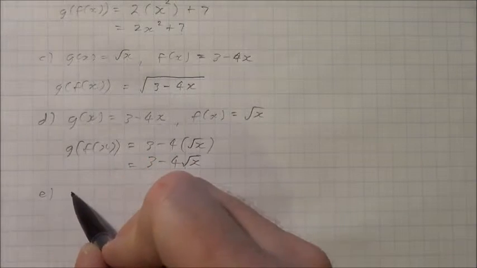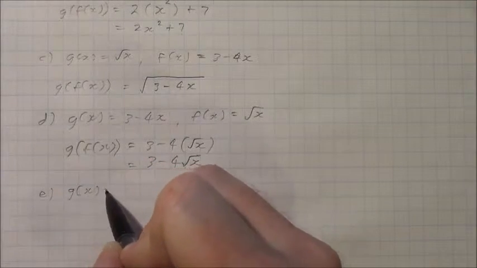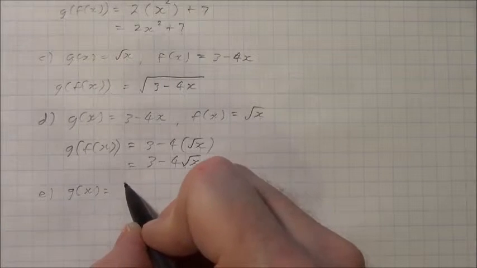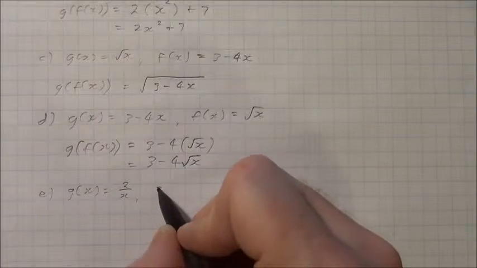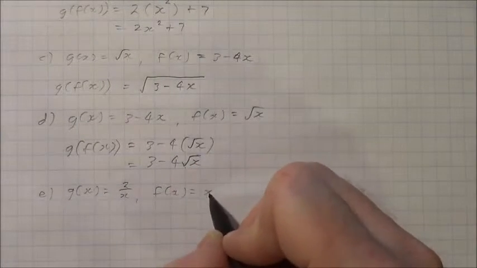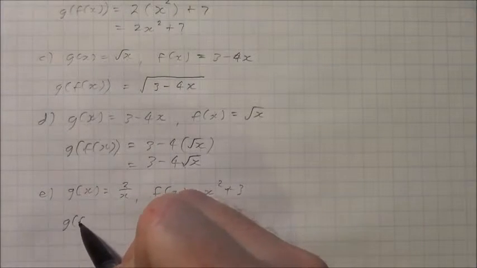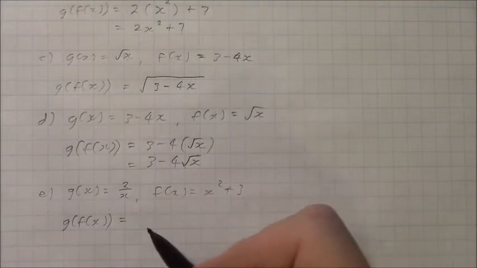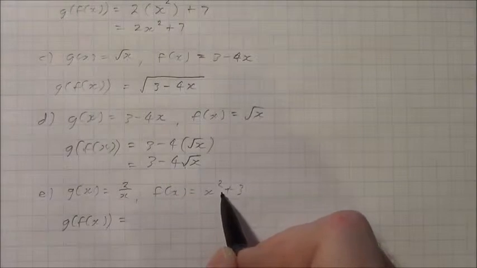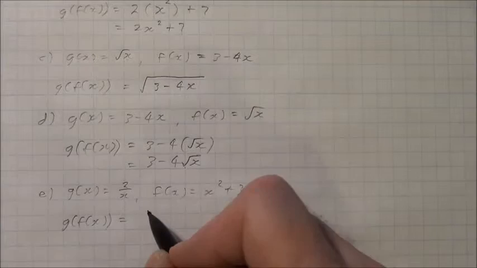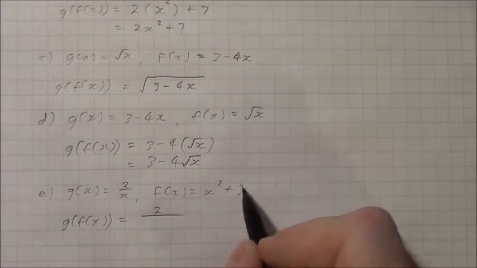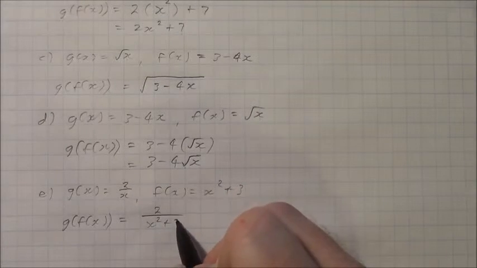Moving on to part E, g of x is given as 2 over x, and f of x is x squared plus 3. So g of f of x, well, f of x is getting substituted into the x of g of x, so we've got 2 over x squared plus 3.